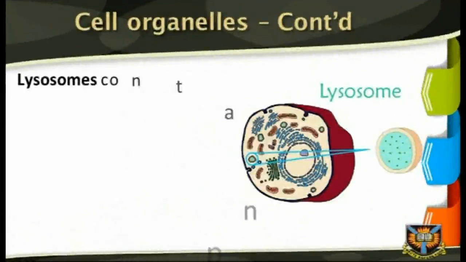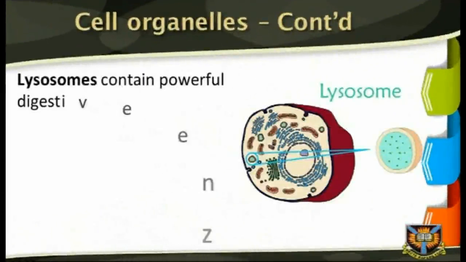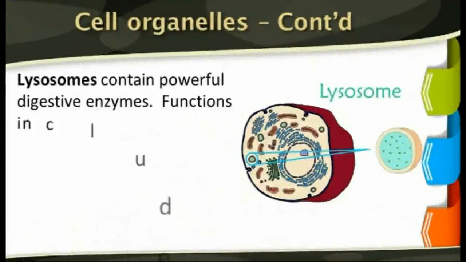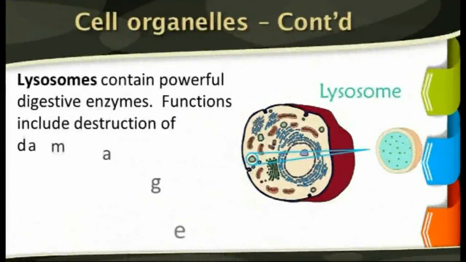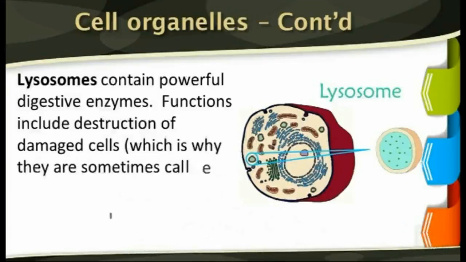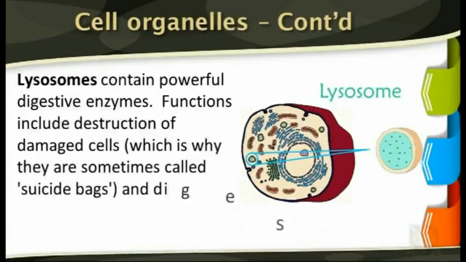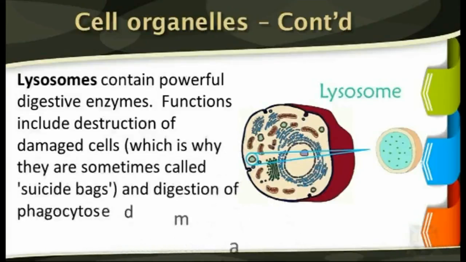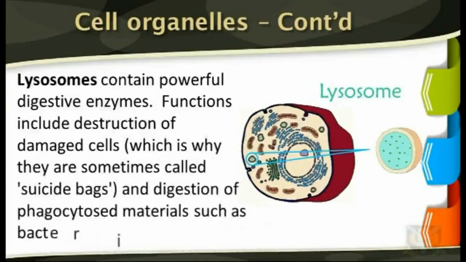Lysosomes. These are membrane-enclosed spheres that contain powerful digestive enzymes. Functions include destruction of damaged cells, which is why they are sometimes called suicide bags, and digestion of phagocytosized materials, such as bacteria.